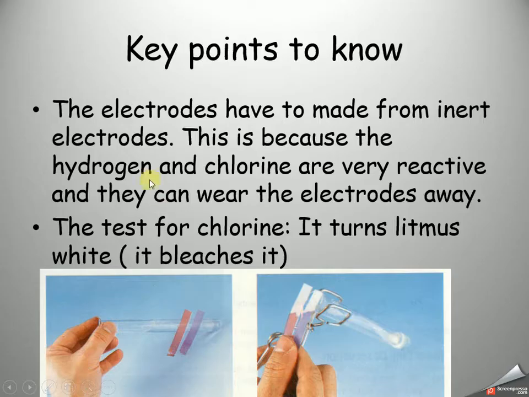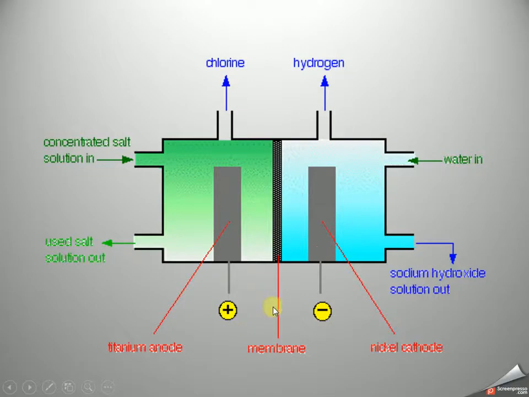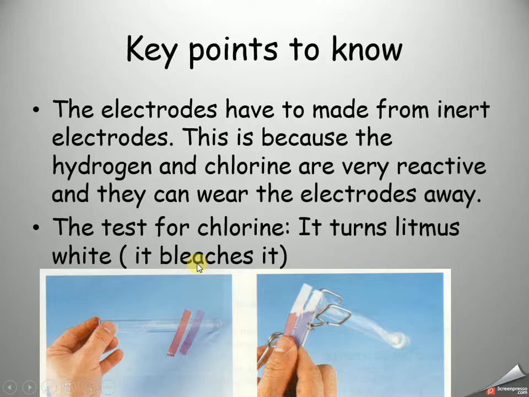So, key points that you have to know. The electrolysis has to be made from something called inert electrodes. Inert means unreactive. That is because the hydrogen and chlorine are very reactive and they can wear the electrodes away, which is why our inert electrodes are going to be titanium and nickel.